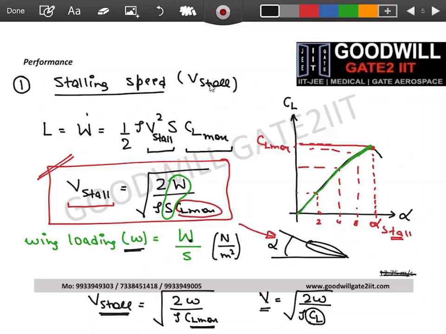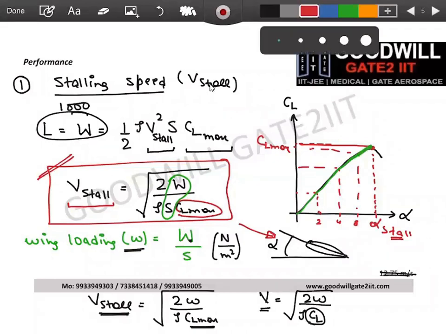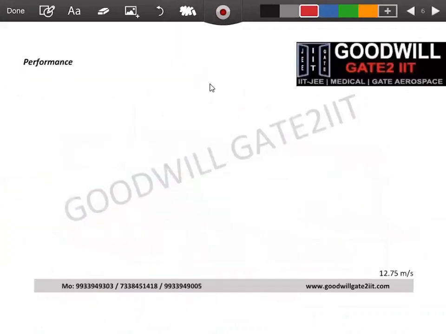You want the same number here. I just gave you an example. Let's say you want 1000 Newton here. So there are two ways. You can either change velocity or you can change CL max or CL. If this is maximum, this can go to least, right? The multiplication should give you 1000.